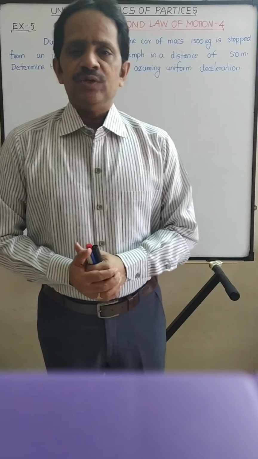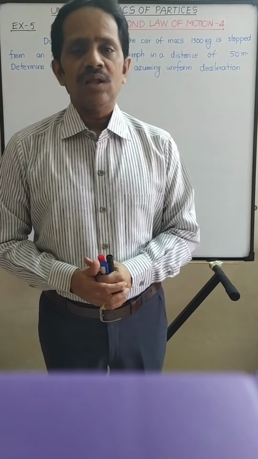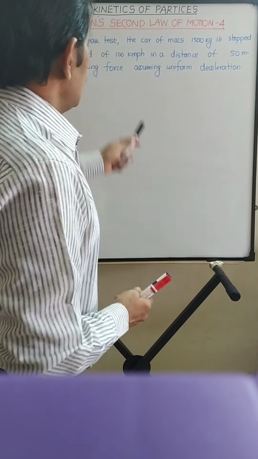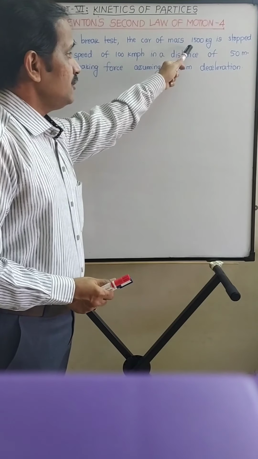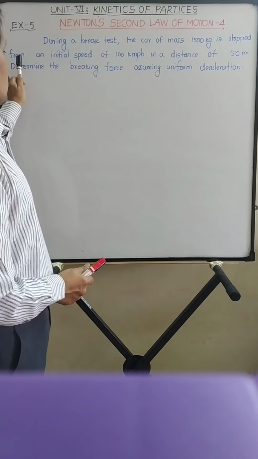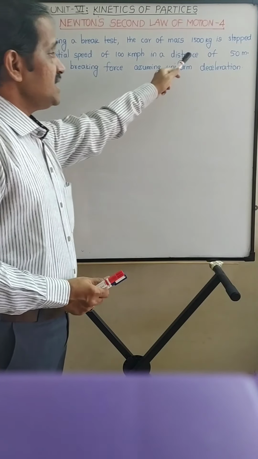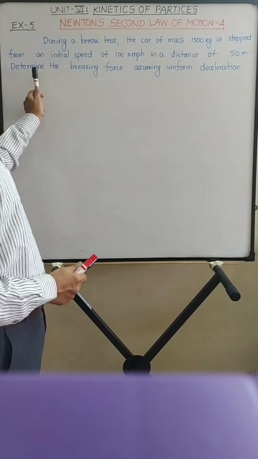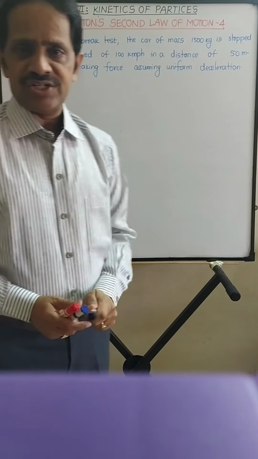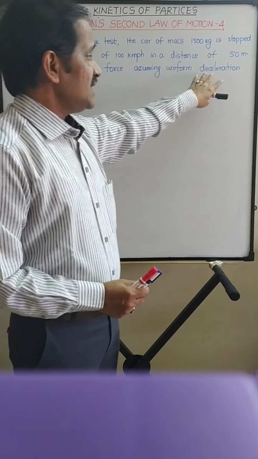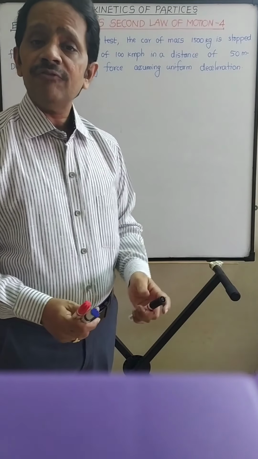Students, in this video we are going to solve some more examples on Newton's second law of motion. So read the statement. During a brake test, the car of mass 1500 kg is stopped from an initial speed of 100 km per hour in a distance of 50 meters. Determine the braking force assuming uniform deceleration. Here, deceleration means it is negative acceleration. It is uniform, so we can use equations of motion.